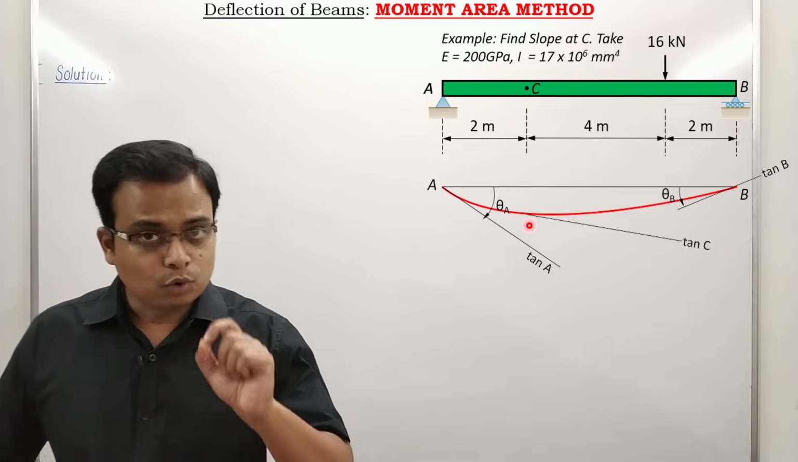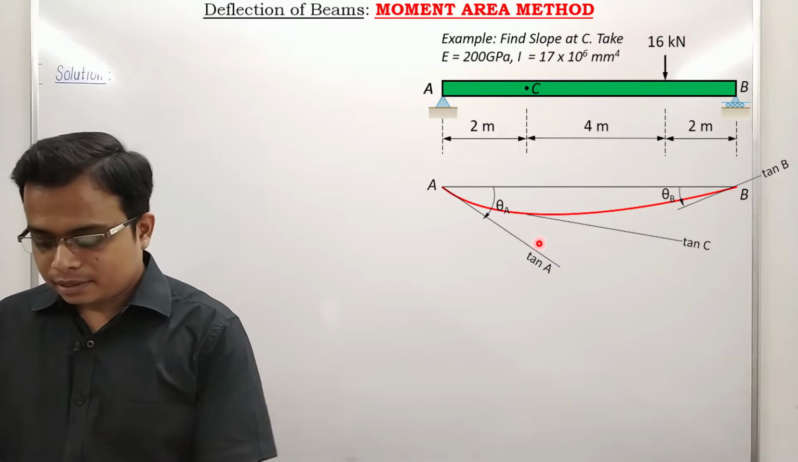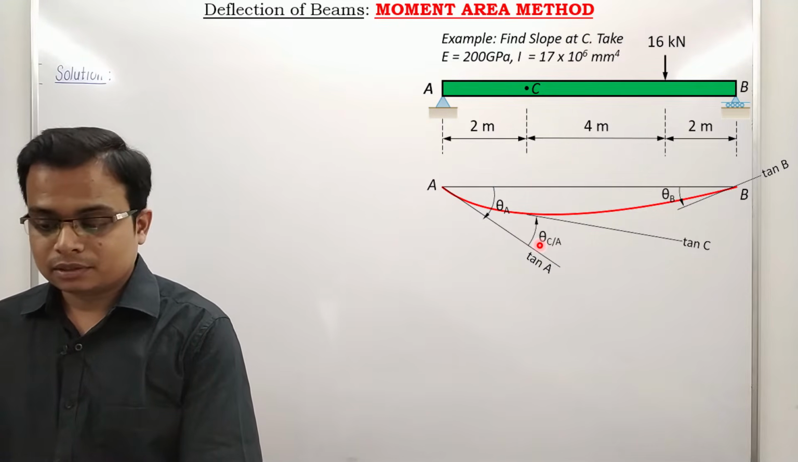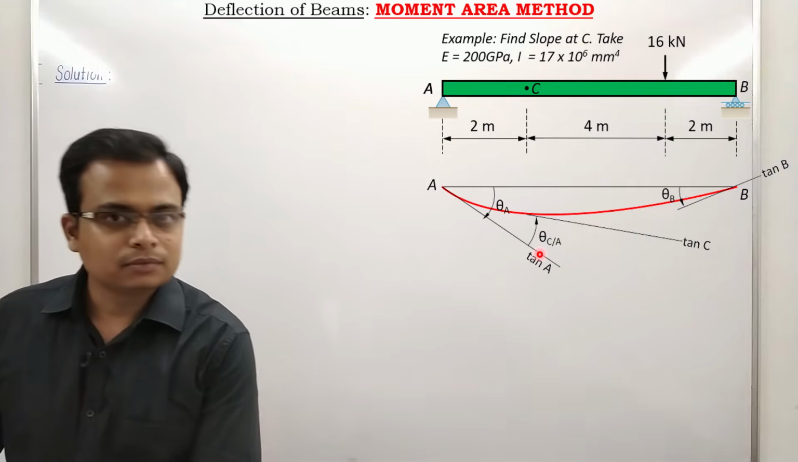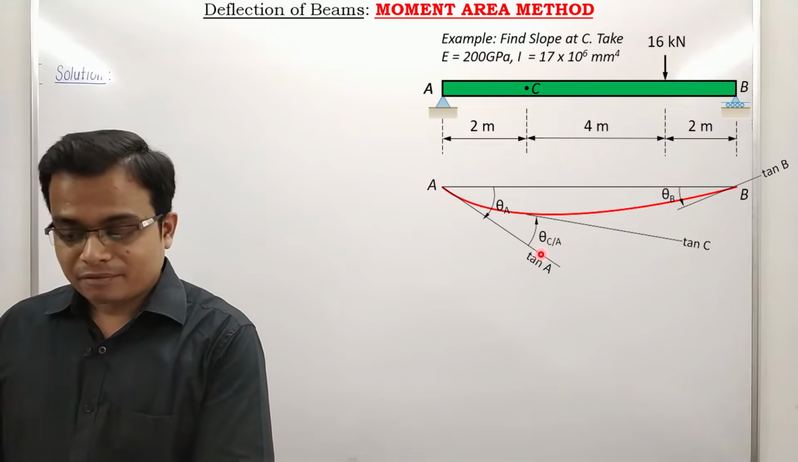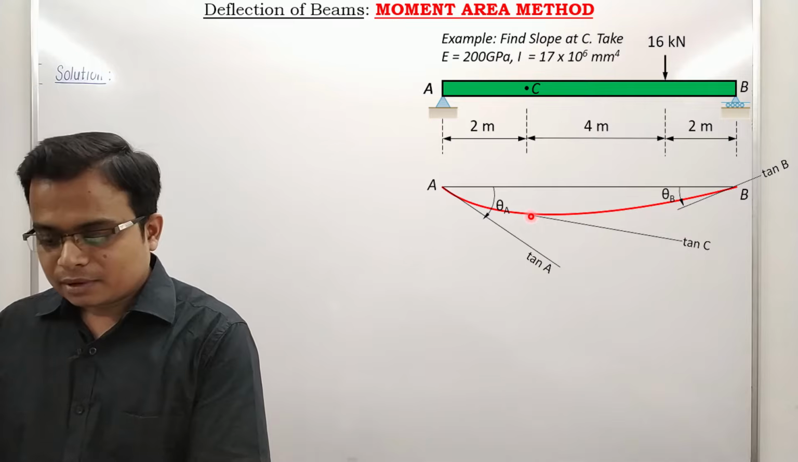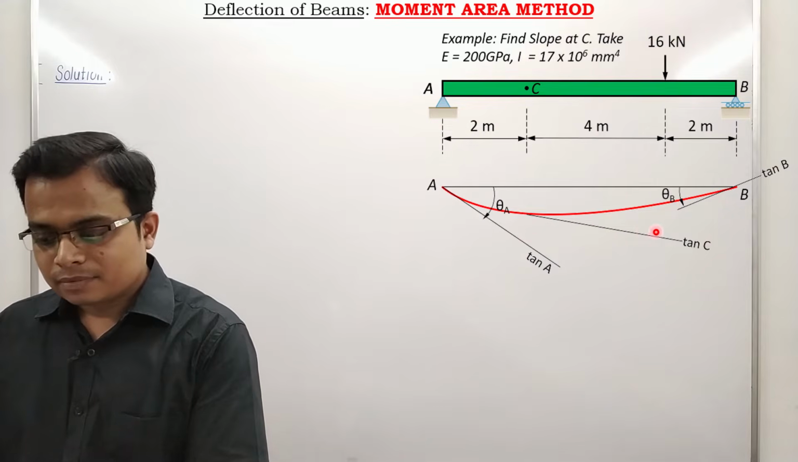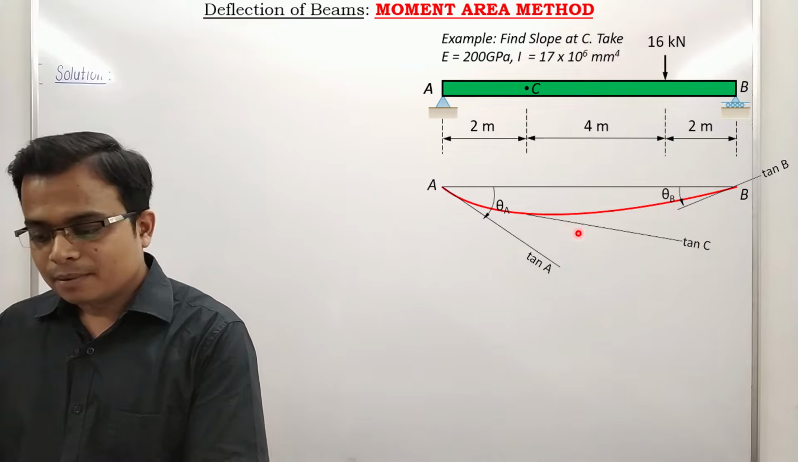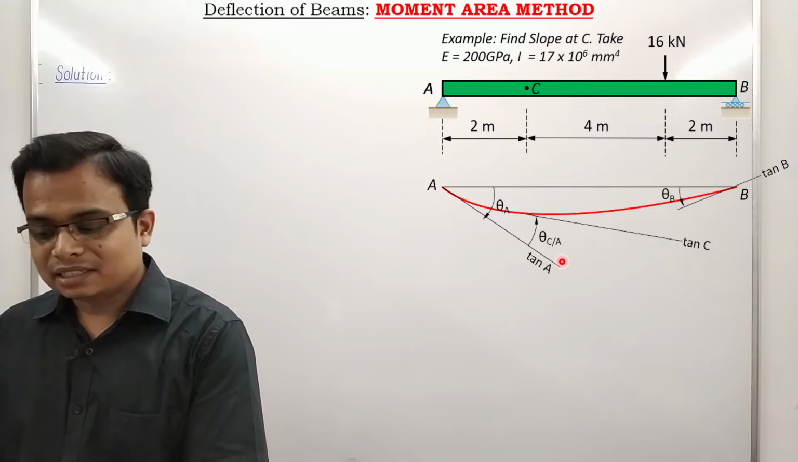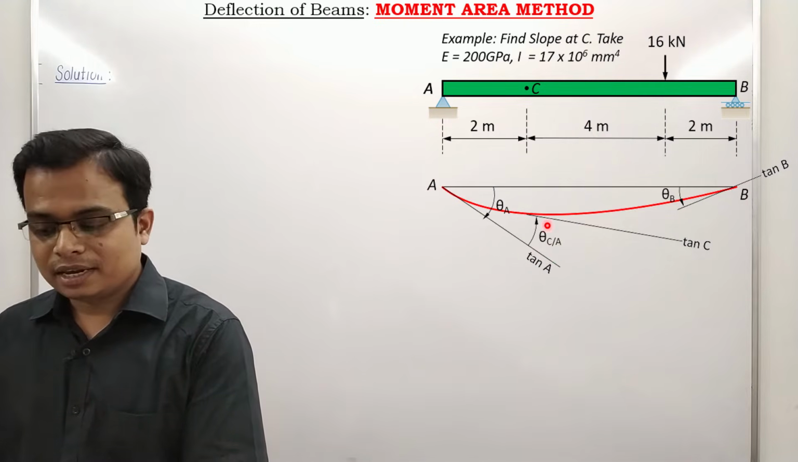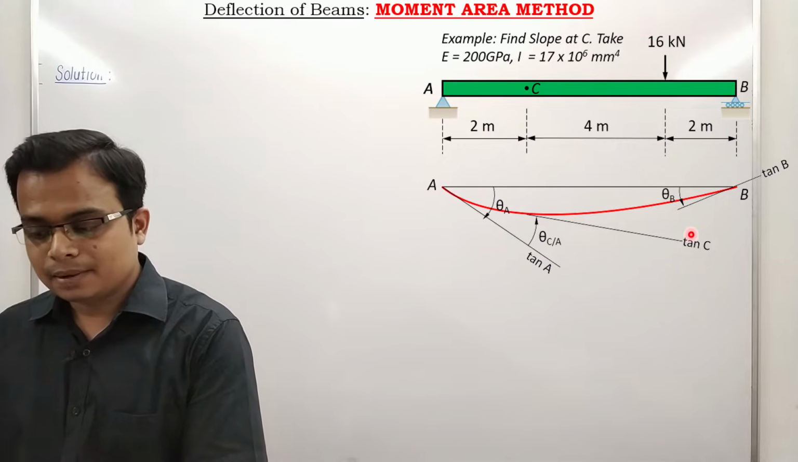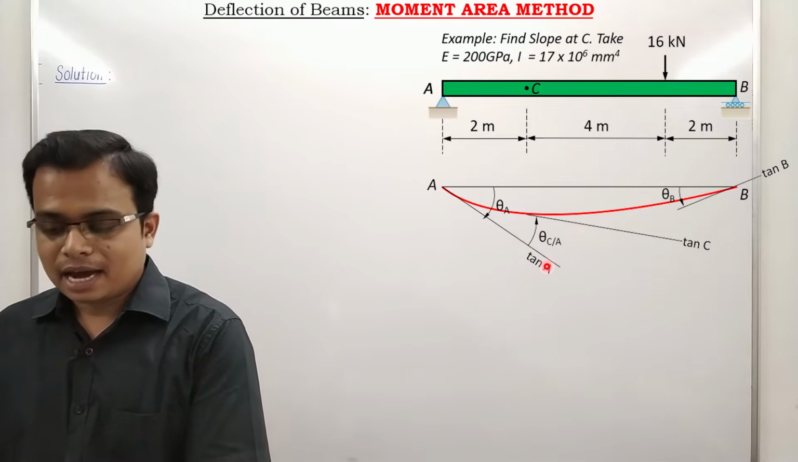Focus. One more thing that I'm going to do is this. Can you get what I have done right now? Let me make that once again. This is the tangent at C and this is the tangent at A. The angle that the tangent at C makes with A is written as theta C to A. Theta C to A is the angle that the tangent at C makes with the tangent at A.